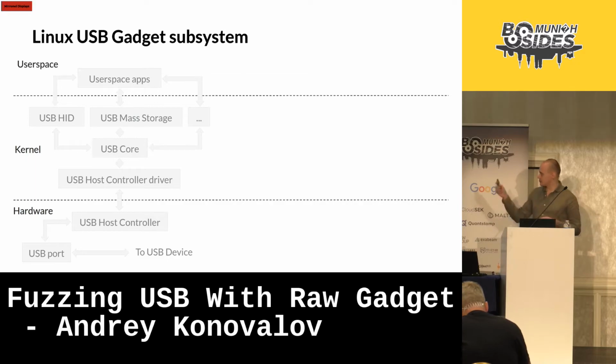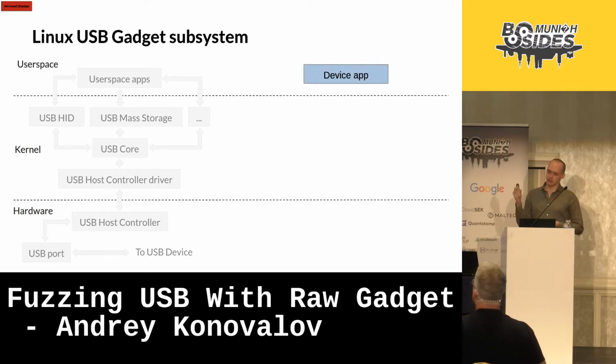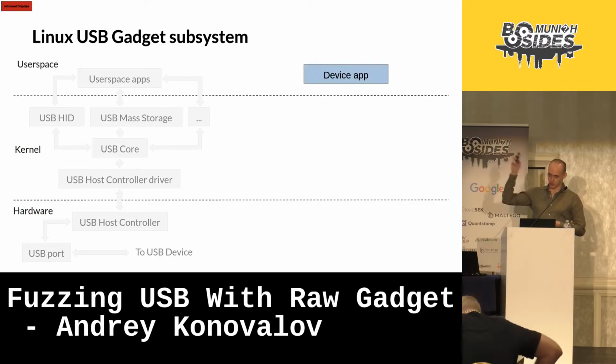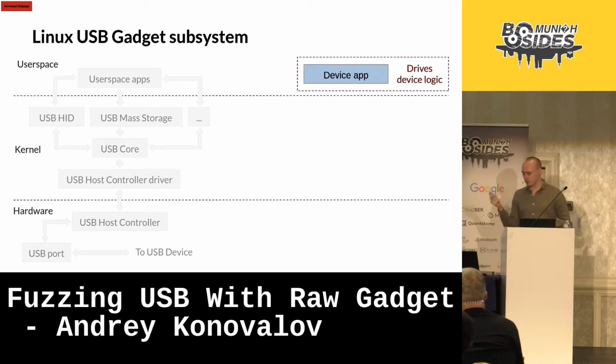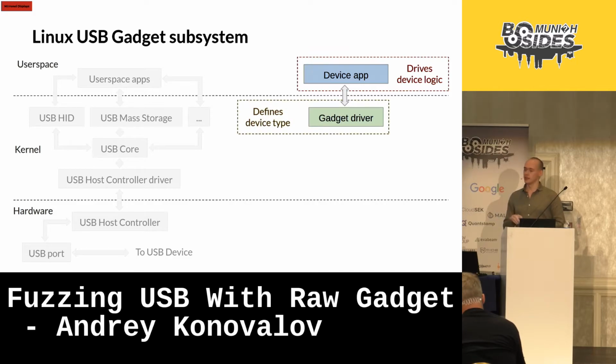So on the left, I previously showed you the architecture of a USB host. Now we're going to look into the architecture of a USB gadget. And here we're going to start from the upper part, so from user space. The logic of the USB device that is being emulated by a Linux-based board is driven by a user space application. Then there is a gadget driver in the kernel, and this gadget driver defines the type of the USB device. So for example, there is a gadget driver for emulating keyboards, there is a gadget driver for emulating video devices, and so on.